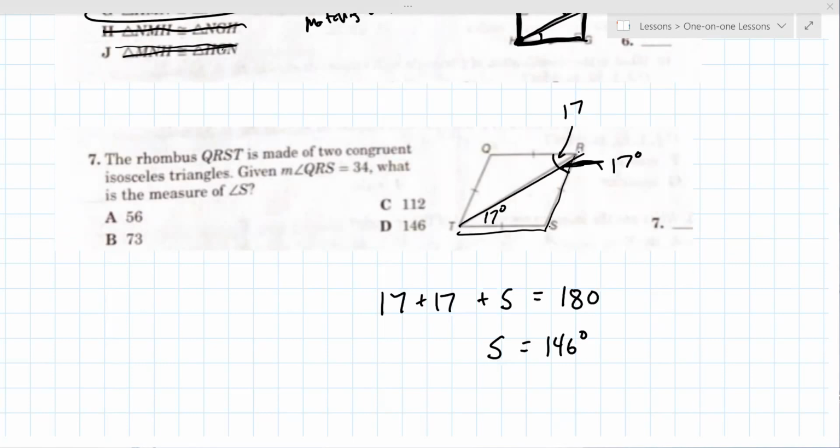All right. Can we move on to 8? Is that okay? Mhm. Great.